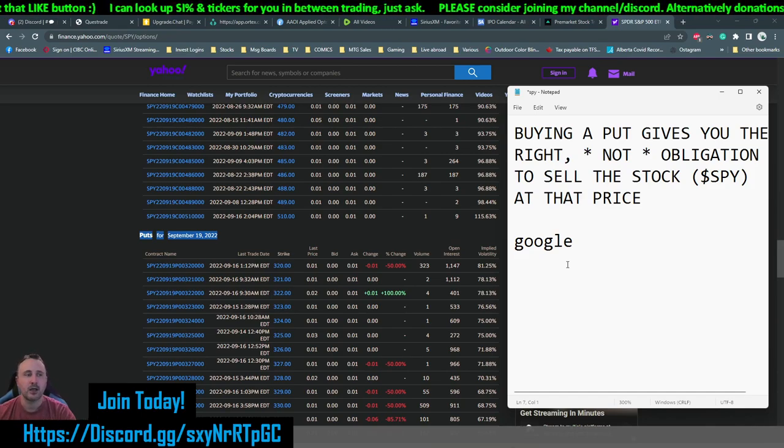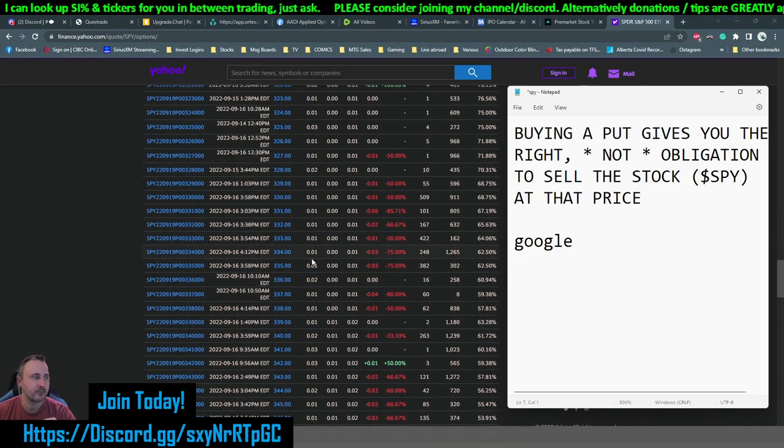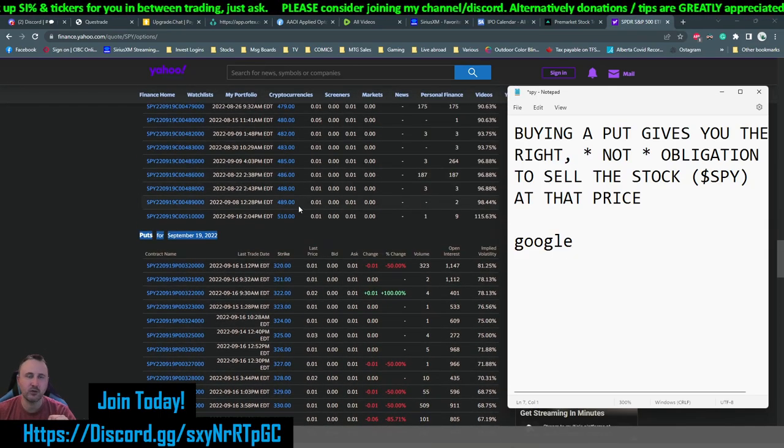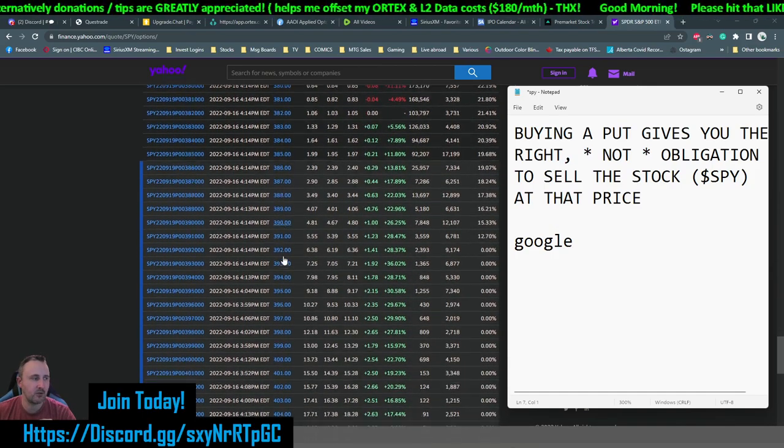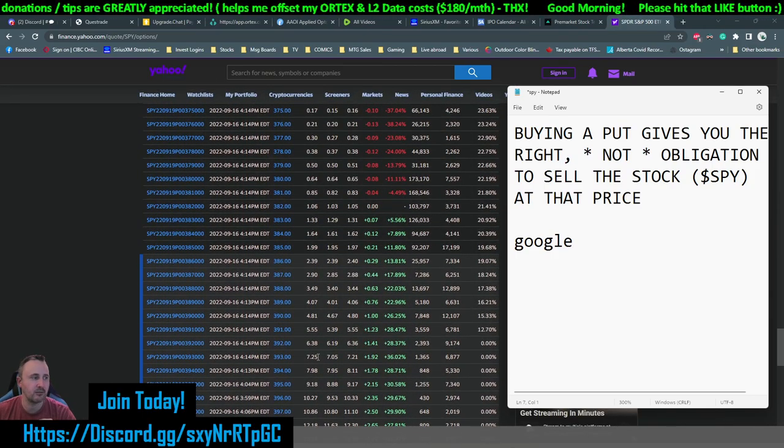Check it out. For example, the 393 strike. If you're wondering what a strike is, pretend the SPY is a stock. It is an ETF, but just pretend it's a stock, like any other stock, AMC, GameStop, whatever. It's a ticker, that's its name. Strike just means the price. So the price of the 393, and I go all the way down on my puts, the price of 393.